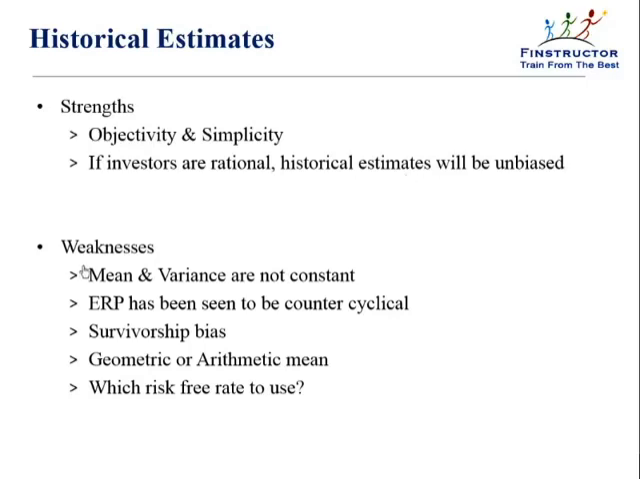There are many problems, however, with this approach. First of all, mean and variance are not constant. Whether we take a 5-year period or a 10-year period or a 15-year period may significantly affect our calculation. The equity risk premium has been seen to be counter-cyclical. What this means is that during good times, the equity risk premium is seen to come down a little, and during bad times, equity risk premium goes up.